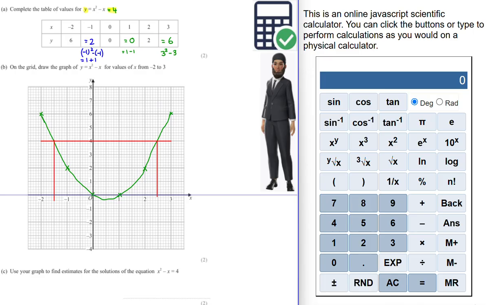So let me write down the values. X is equal to, let's write down the two values over here. You've got approximately x is equal to minus 1.5, and x is equal to 2.5.